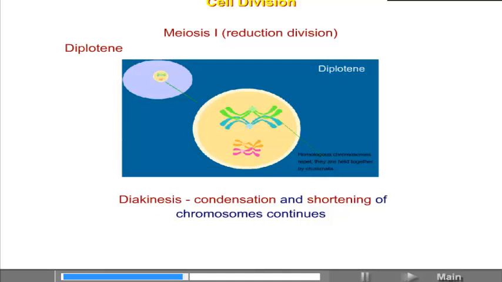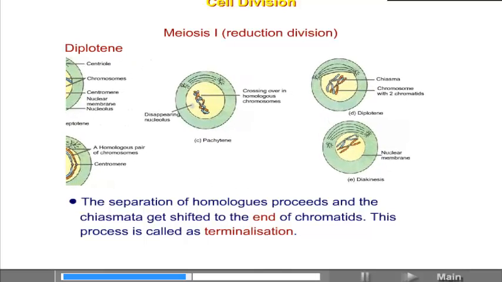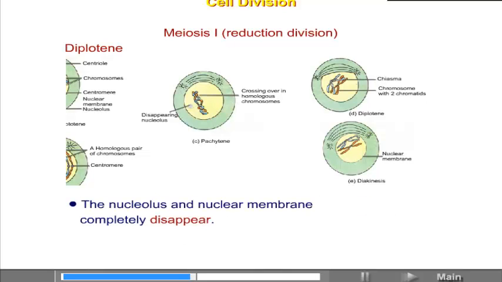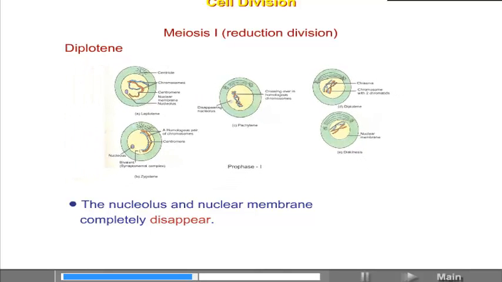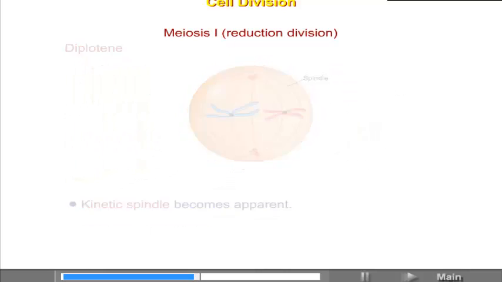Diakinesis. Condensation and shortening of chromosomes continues. The separation of homologs proceeds and the chiasmata get shifted to the ends of the chromatids. This process is called terminalization. The nucleolus and nuclear membrane completely disappear. The kinetic spindle becomes apparent.